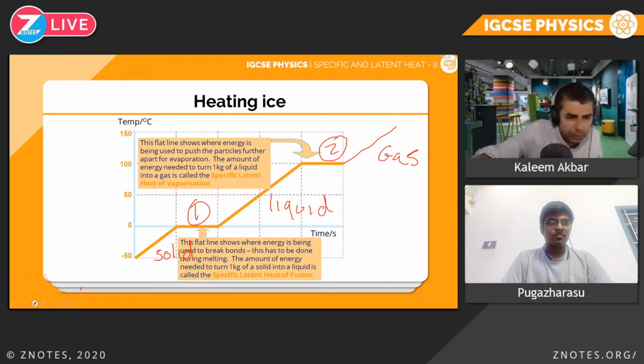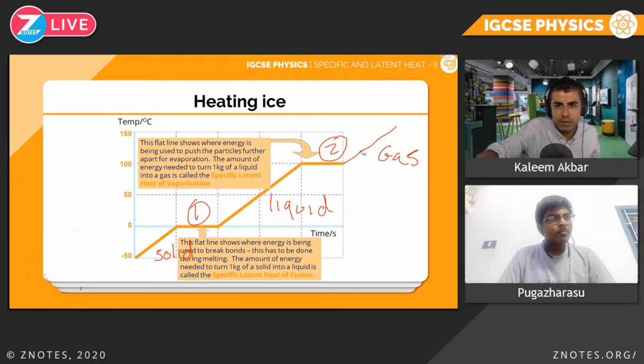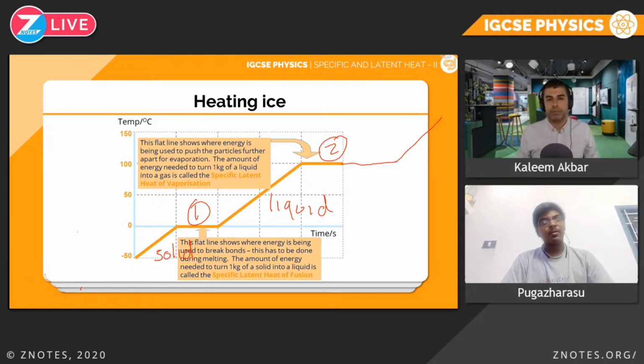There we go. Let's just erase some of this. So let me just erase that and that. Okay. In reality, what I want to show you is that the specific latent heat of vaporization line will be longer horizontally than the specific latent heat of fusion.